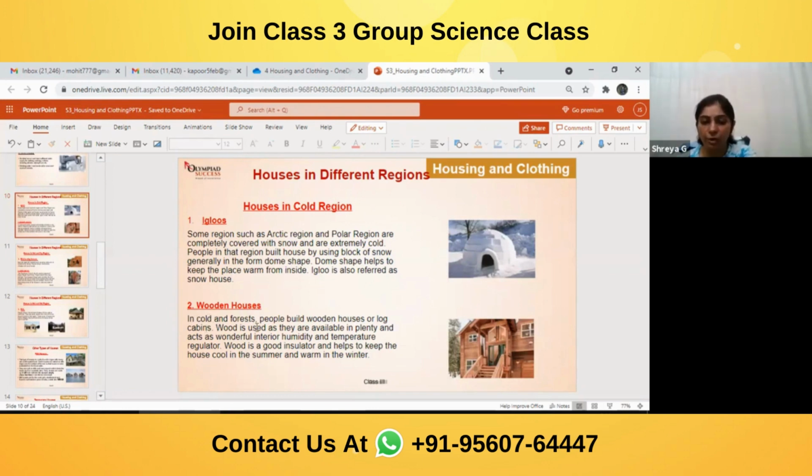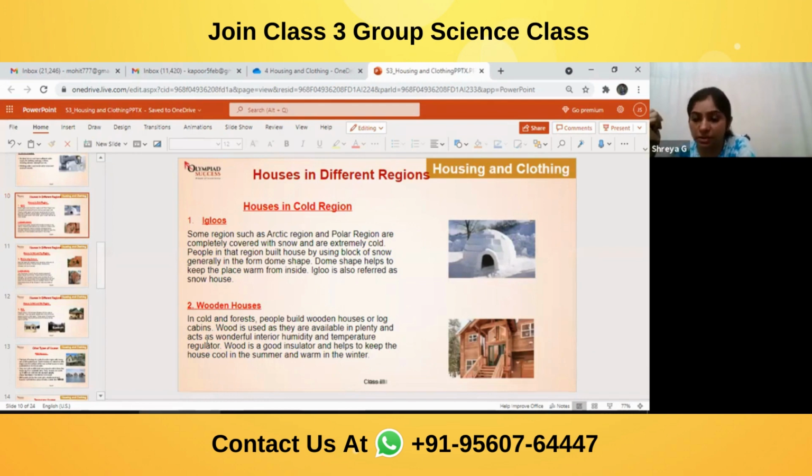In cold regions and forests, people build wooden houses or log cabins like this only. Cabins means smaller, house means bigger. Wood is used as it is available in plenty, because in forest we know the wood is available everywhere. In plenty means more in amount, and it acts as a wonderful interior humidity and temperature regulator. That means wood helps in maintaining the internal temperature of the house also, and secondly it prevents humidity.